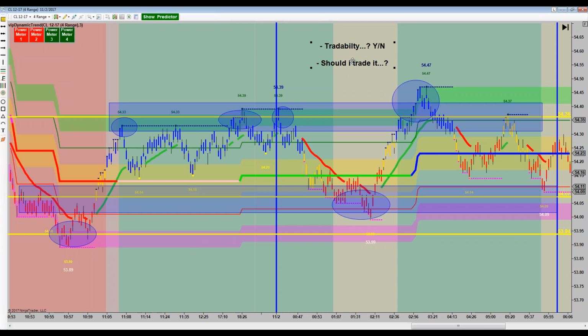So you assess the range. Is it tradable, yes or no? You answer that question. This is, I don't know, 20 ticks. Let's say yes. Okay, so the answer is yes. And then the second part of the question is, should I trade it? Now, what is that dependent on? That second question, should I trade it? How are you going to answer that one? How are you going to answer that second question to determine whether, if tradability was yes, should I trade it?